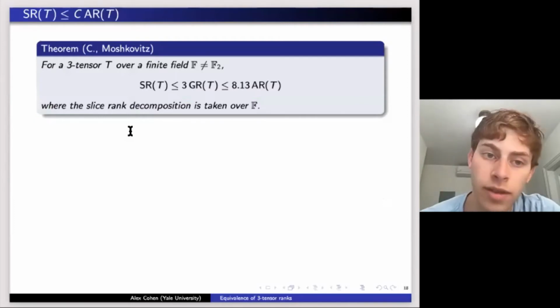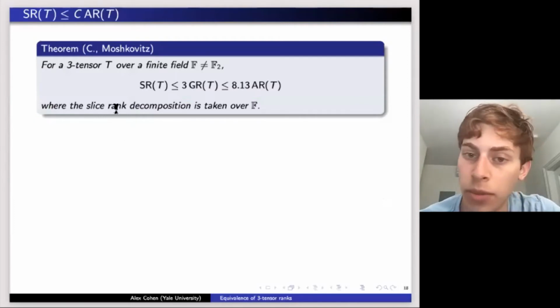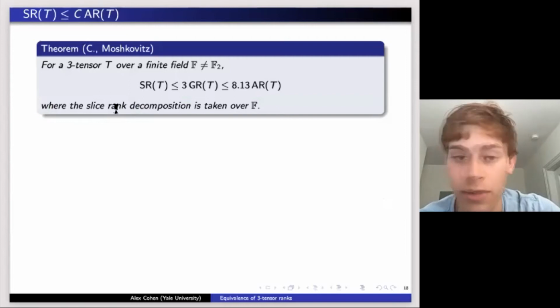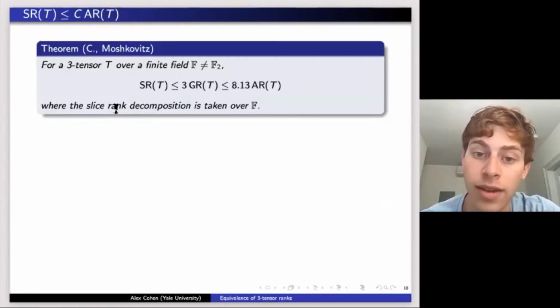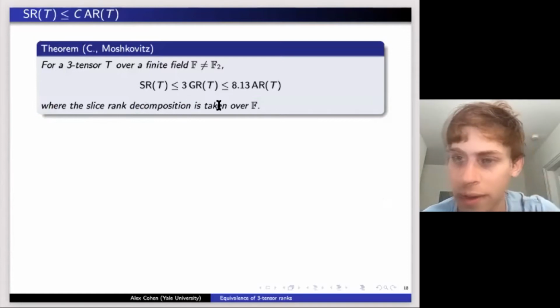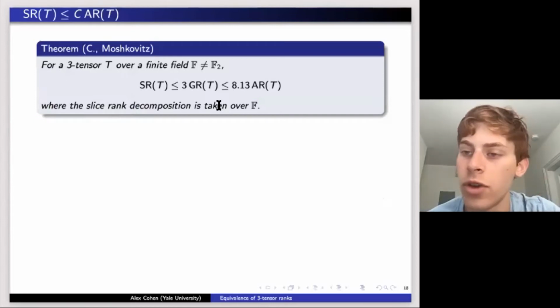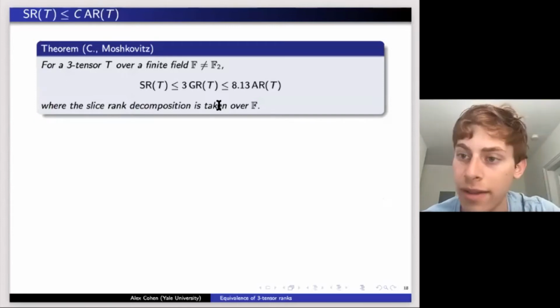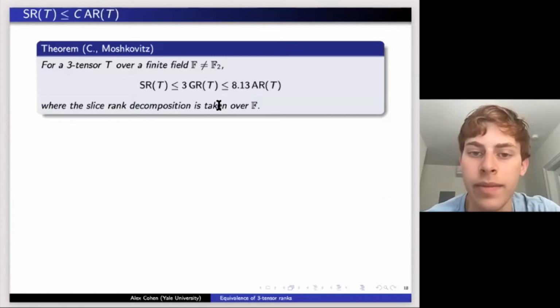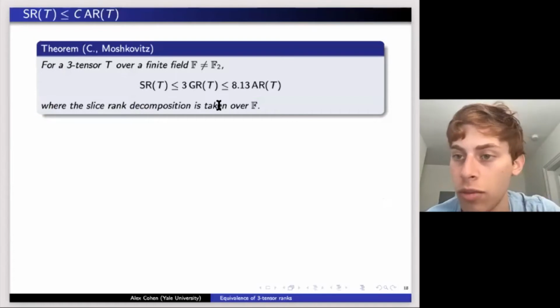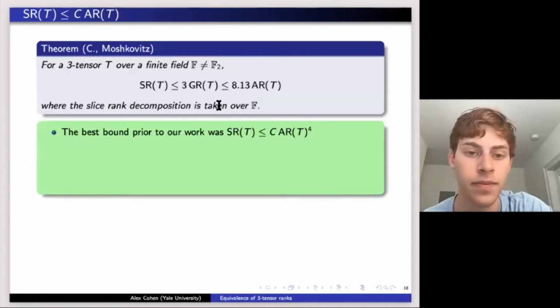Okay, so this is our main theorem. We proved that this is actually true for 3 tensors. We proved that the slice rank is bounded by a constant times the analytic rank. And notice that there's this issue of fields, but the fields work. We take the decomposition over the right field. So if you give me a tensor, you've computed its bias, found it has a large bias, I can then assure you that it will have a slice rank decomposition into not too many pieces, and the number of pieces is linear in the log of the bias.